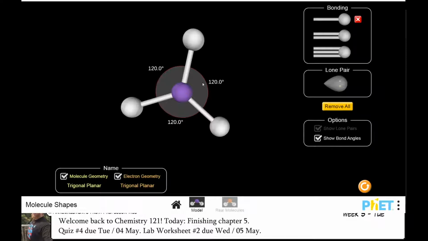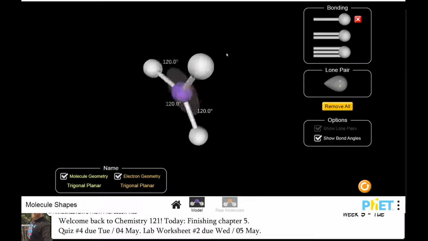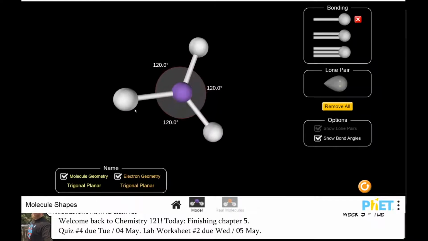If I attach 3 groups to a central atom and all 3 of them are bonds to other atoms, then I just make something that's trigonal planar, right? So the electron geometry will be trigonal planar because there are 3 groups, and the molecule geometry will be trigonal planar because it still looks like that.